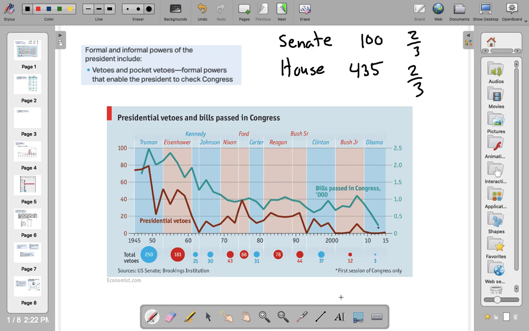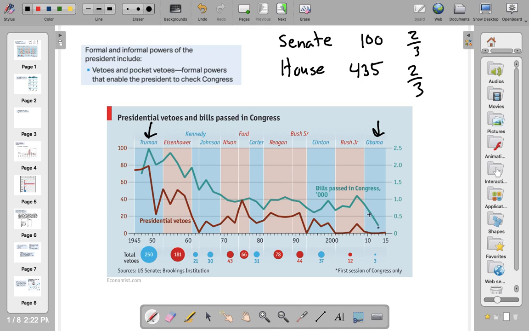Let's go ahead and look at this diagram here. I think it's important to look at charts and diagrams and pictures because these will be on the AP test, and we have to be able to interpret these things and read into them and come to conclusions based on these charts or graphs. So right here I have presidential vetoes and bills passed in Congress. As you can see, it goes from Truman to the first term of Obama's presidency. And we see that the blue means that this would be a Democrat. The red is a Republican president.